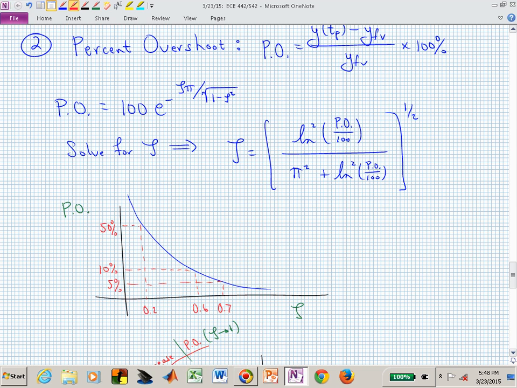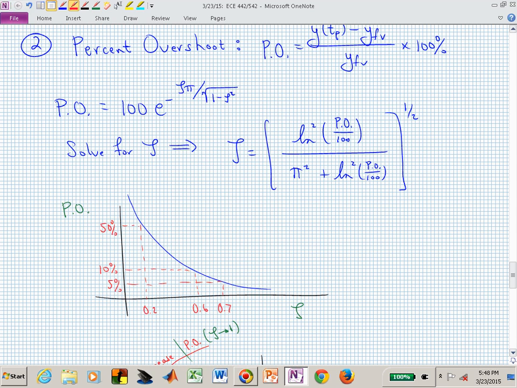If somebody gives you percent overshoot, then either you have this figure that you should make sure is more accurately sketched than what I've indicated, or you can use this formula. And if you use the formula, make sure you don't forget the square root. That's a common mistake. But that's the relationship between a given percent overshoot.